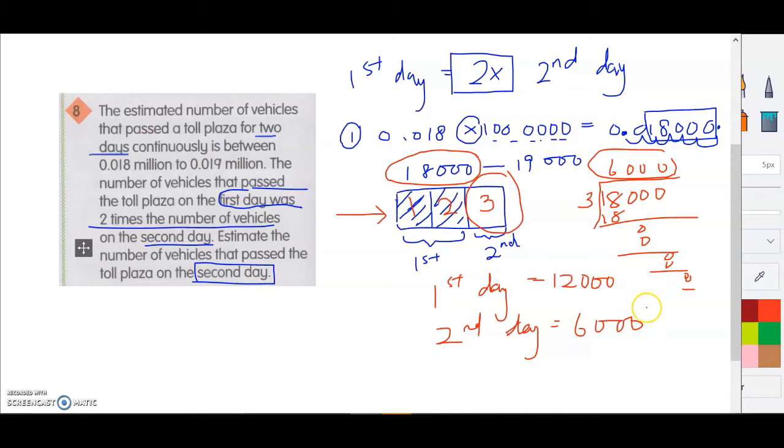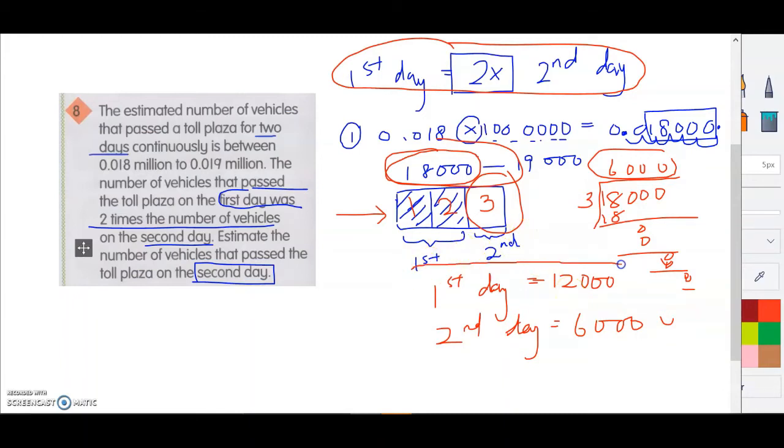Okay, then we check the answers. Total is 18,000. So first day is 12,000, second day is 6,000. 12,000 plus 6,000 is 18,000. So correct. And then the second criteria, the first day is 2 times the traffic on second day. So let's check. First day is 12,000. Is it 2 times the second day? Yes, it is. Because 6 times 2, we get 12. So this is one of the answers.